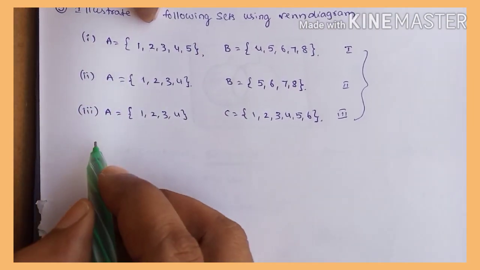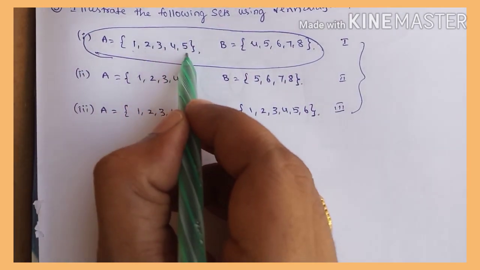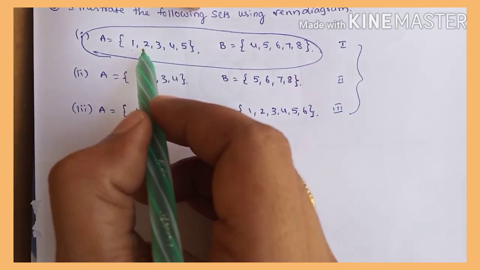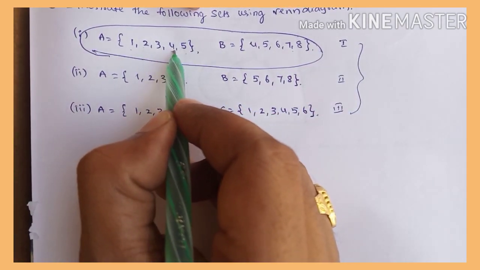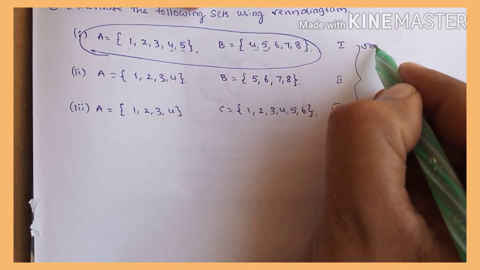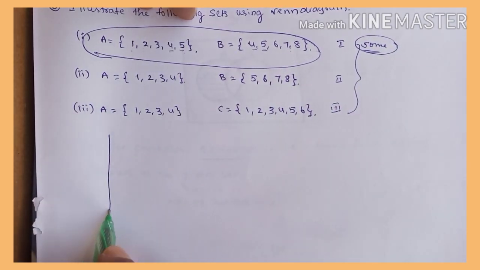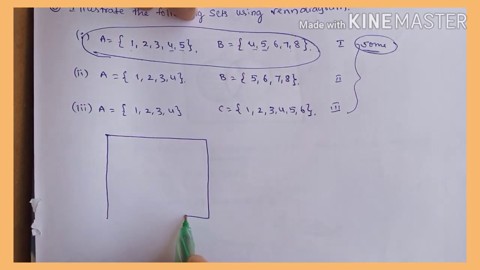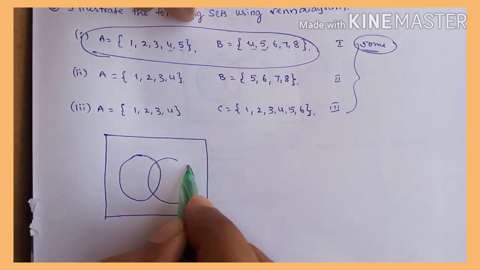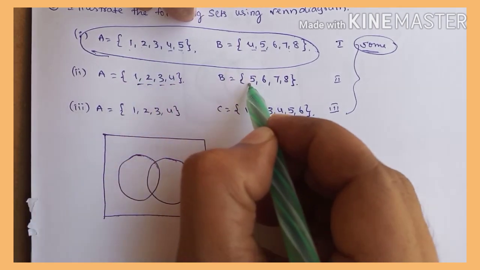Set A is equal to 1 2 3 4 5. Set B is equal to 4 5 6 7 8. Can you notice any common terms here? Yes. What are those? 4 5 is here. Here also 4 5 is there. Means what can we write? Some elements are common. In such a case you have to draw this type of diagram. First set, second set. In second case, 1 2 3 4 5 6.